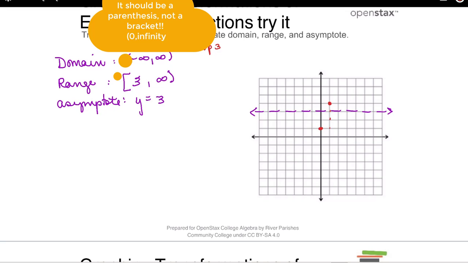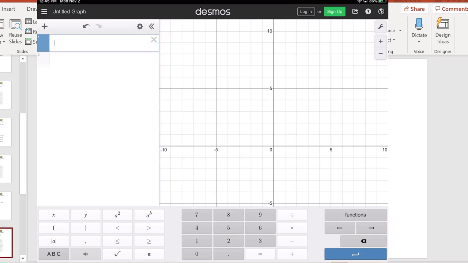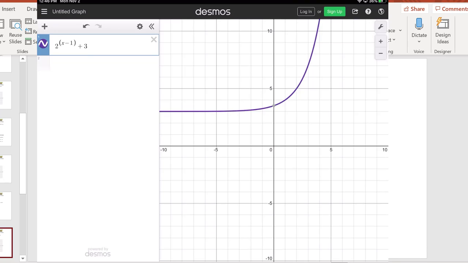Now I can go to Desmos, and I can type in 2 to the x minus, actually when you do this, if you have more than just one number as an exponent, you need to put it in parentheses. So what did we say it was? x minus 1 plus 3. Okay, so notice there's this point here.